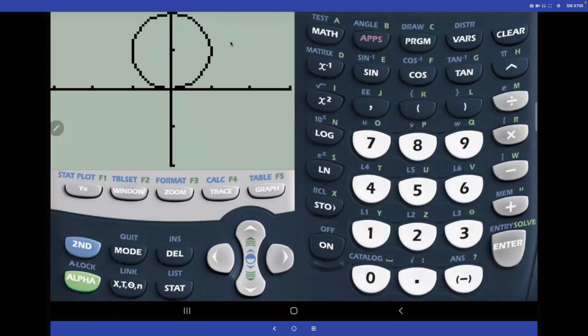Wait a minute. It's a circle, but it didn't equal 2. It equaled 2y. What the heck?